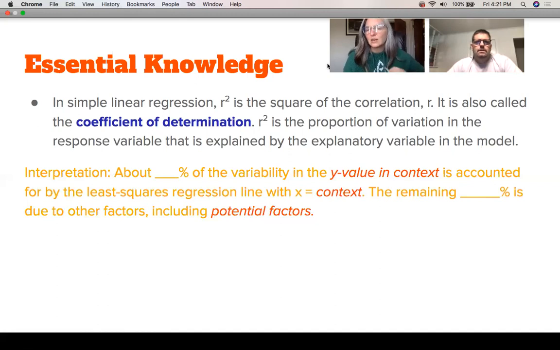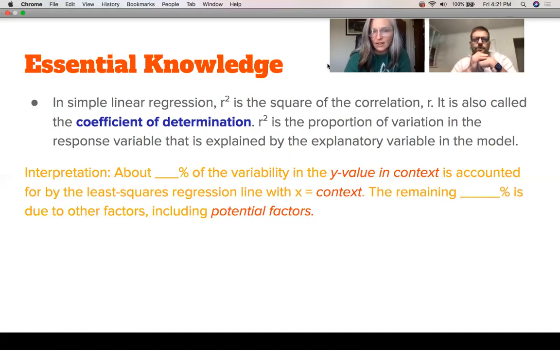R squared is the proportion of variation in the response variable, the Y, explained by the explanatory variable in the model. You're going to want to learn this sentence: the blank percentage, whatever you get from your data or experiment, of the Y value, whatever the context is, is accounted for by the least squares regression with the X value, and the remaining percentage, you subtract from 100, is due to what other potential factors. Now you actually have to come up with something.